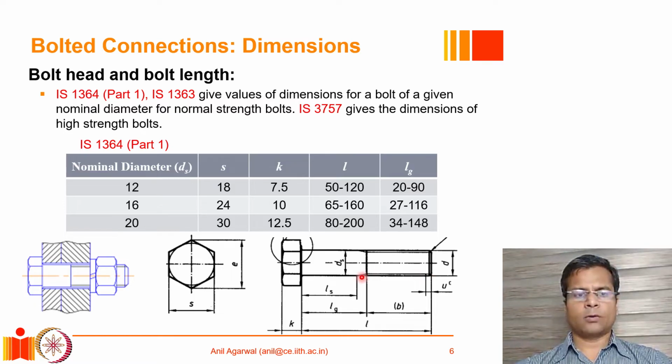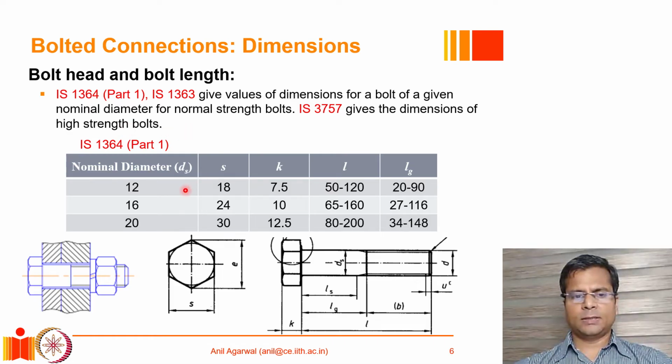So if I go to IS 1364 part 1 or IS 1363, they talk about all these dimensions. They prescribe all these dimensions for different diameter bolts of different types. So for example, 1363 and 1364 part 1 talk about normal strength bolts, whereas IS 3757 gives all these dimensions for the higher strength bolts, which are known as high strength friction grip HSFG bolts.